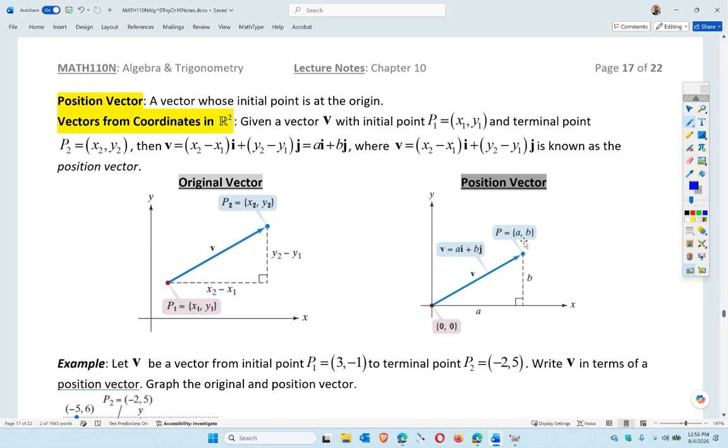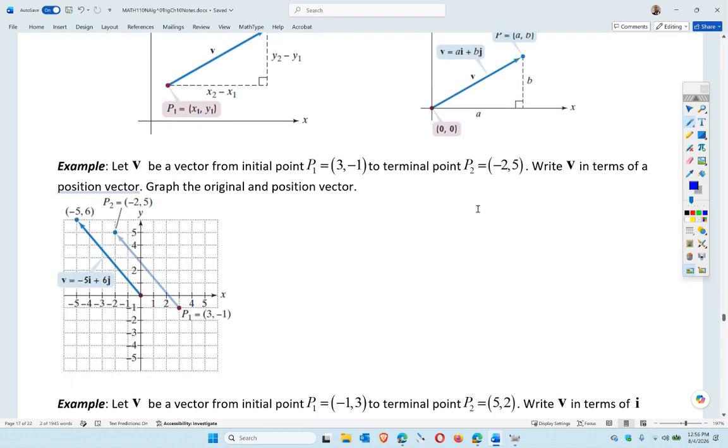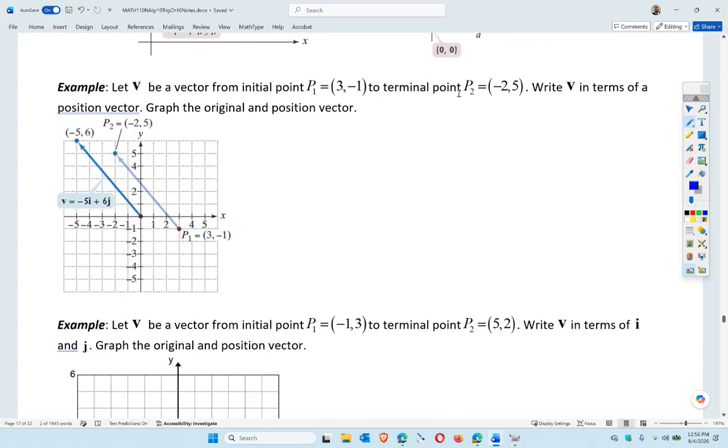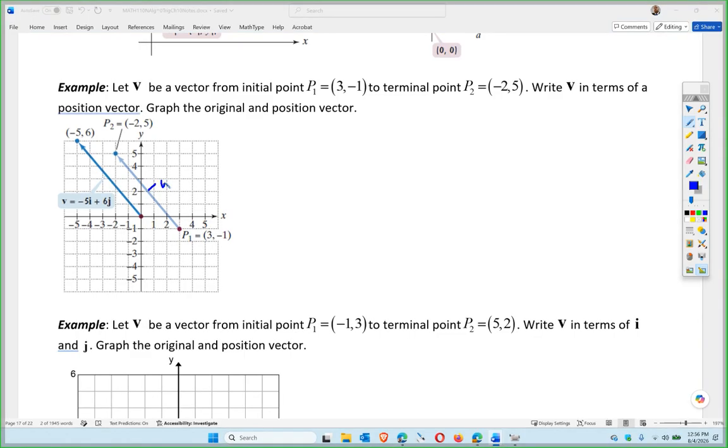Okay, so let's say I have 2 points. Point 1 is at 3, -1, and point 2 is at -2, 5. Neither one of those is the origin, so I can't write an equation for that vector. So I want to put it at the origin, so the origin's right here. You notice this vector is the same as this vector as far as magnitude and direction, except this one is the original, which has no equation, but the new one does.